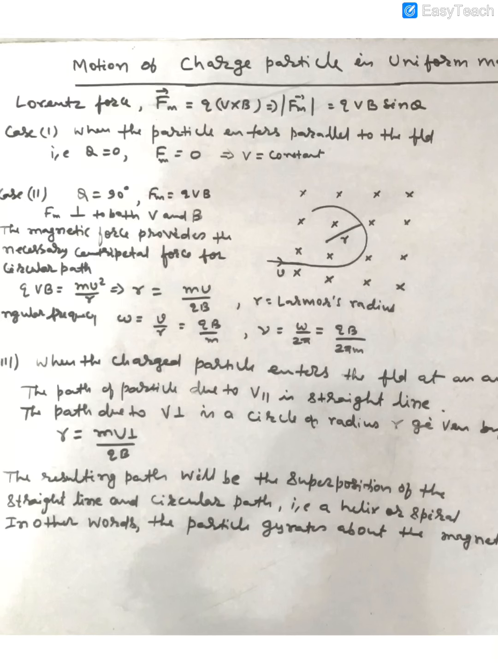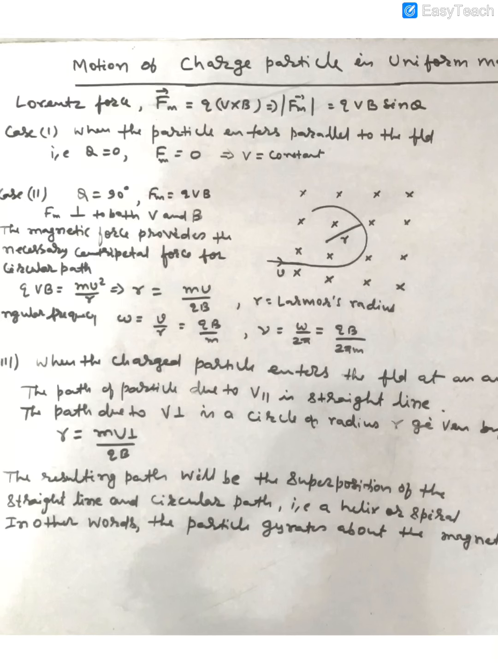by a force, that is the Lorentz force, which is given by qvB sin theta. Its magnitude is qvB sin theta. So we will discuss three different cases. First case is when the particle enters parallel to the field direction, that is theta is 0. In that case, the Lorentz force will be 0.